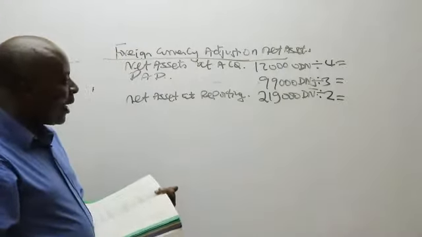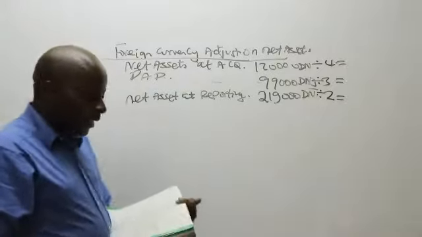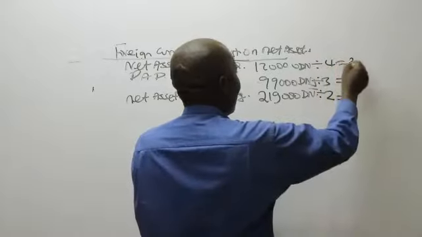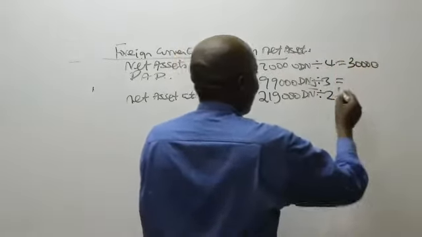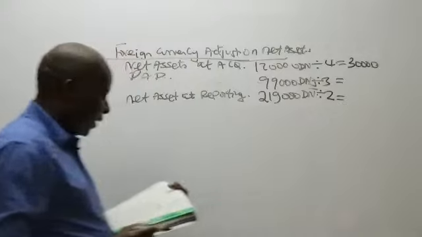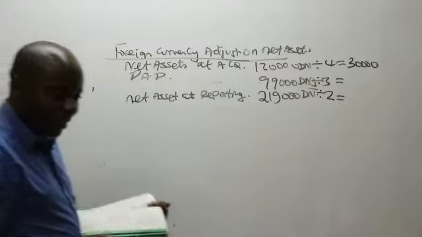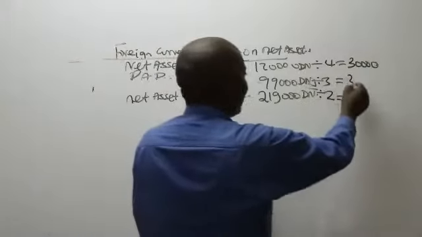Wananiambia ya kwanza ni ngapi? Ya kwanza wananiambia ni 30,000. Ya pili je ni ngapi? 33,000. Thank you very much.